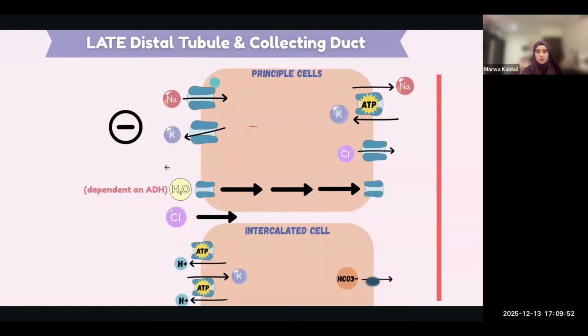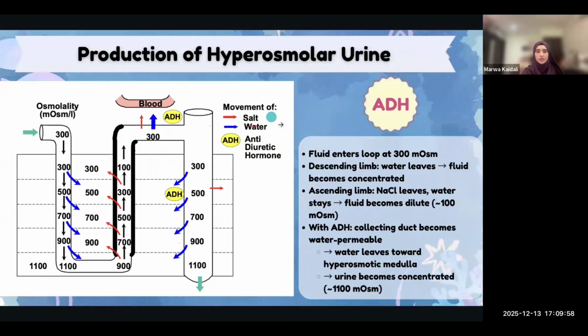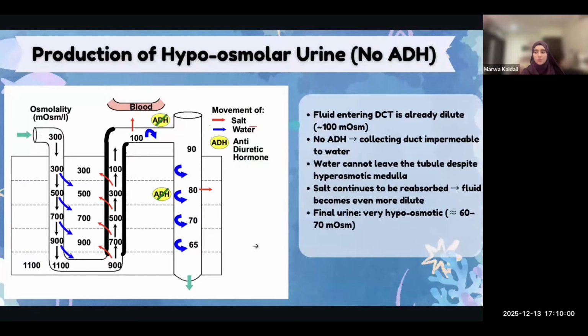Okay. So again, we saw this slide. We saw where ADH acts. It's going to act in the late distal tubule and collecting duct. And now, what happens if we do not have ADH? We said that ADH is going to help us to make a concentrated urine, right? But if we do not have ADH, we're not going to have any water reabsorption. So the water that was present in the fluid is going to stay there.